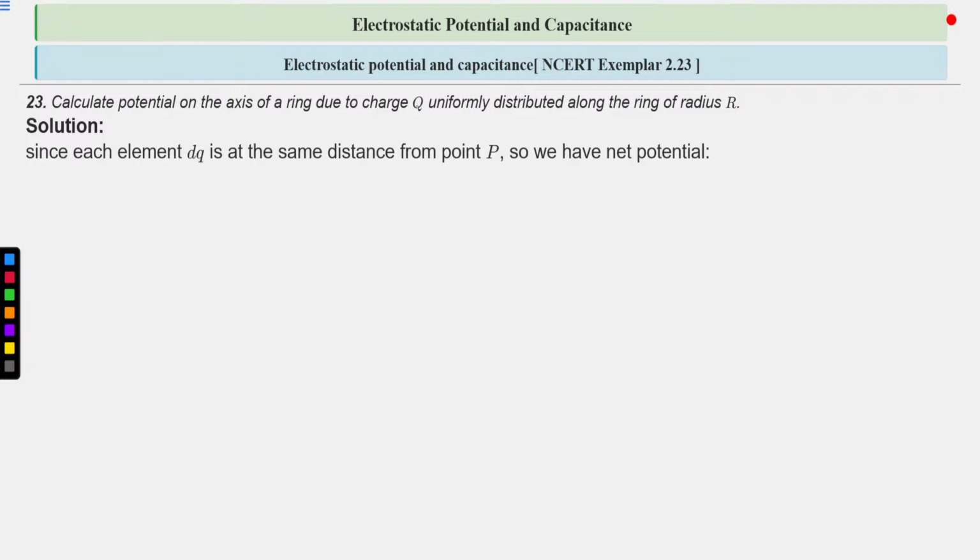Since each element dq is at the same distance from the point P, again the ring is symmetric, so that dq element will be at the same distance from point P. So we have net potential, that is Ke upon root x square plus a square, integration dq. So the integration of dq will become capital Q. So this is the same diagram again. This is x, this is a, so root of x square plus a square.